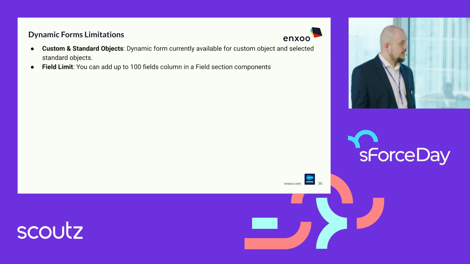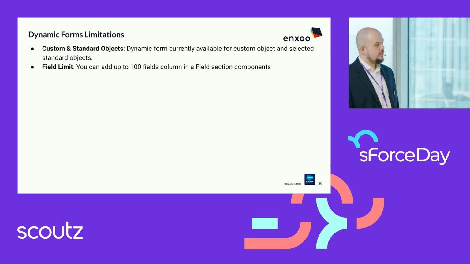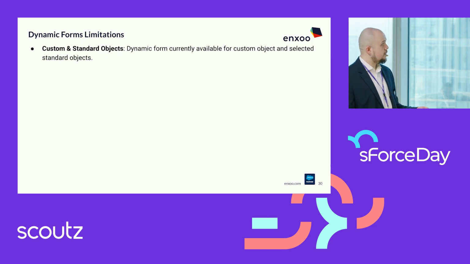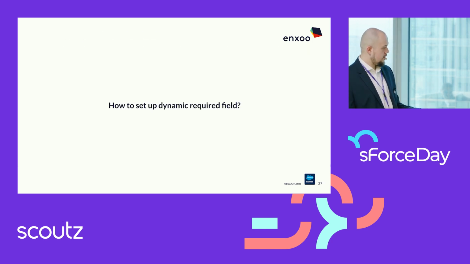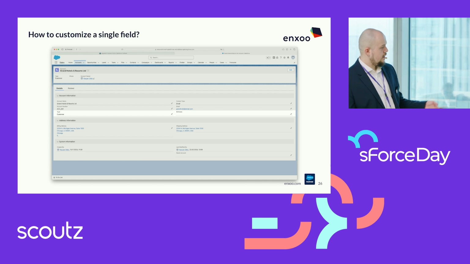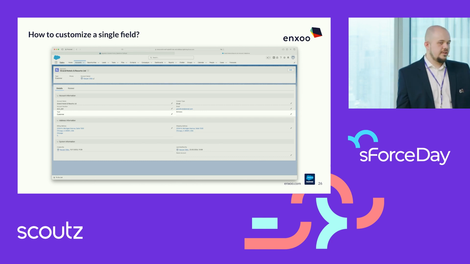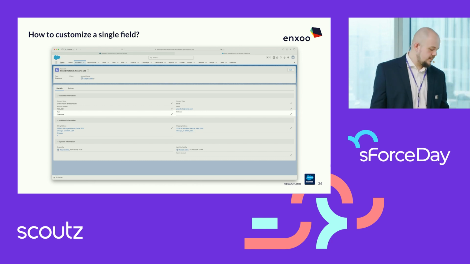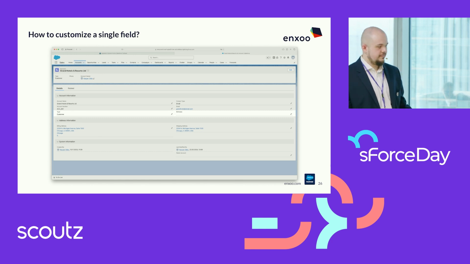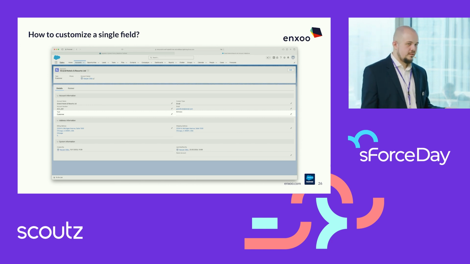Next is the field limit. We can add up to 100 fields per column in the field section components. Going back maybe here to show, this is one field section, another field section, and another field section. So to one field section we can add up to 100 fields, but we can have many sections on the layout. But on the other hand, who is adding 100 fields to one section?